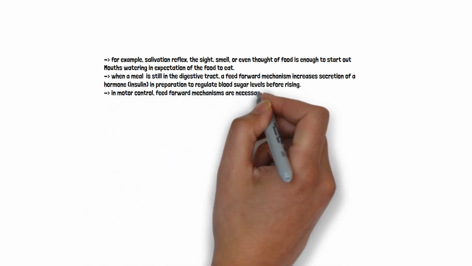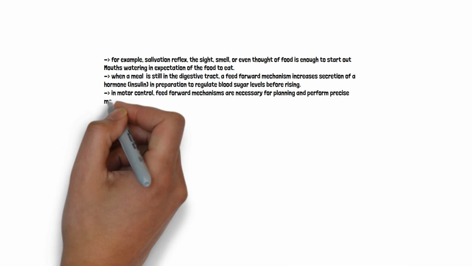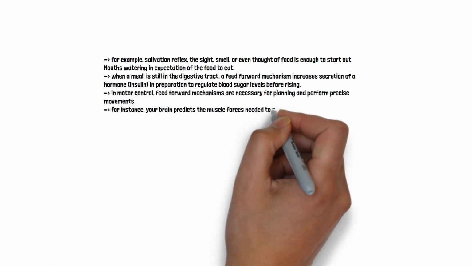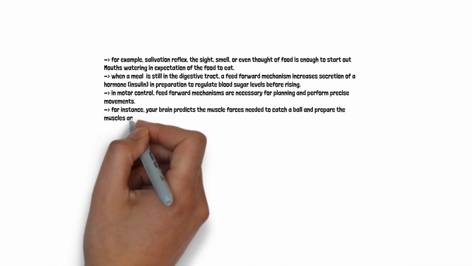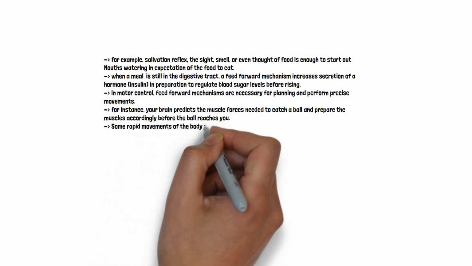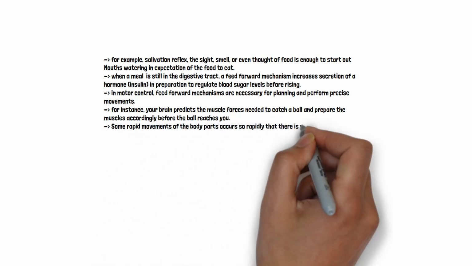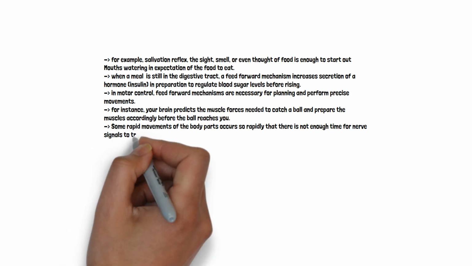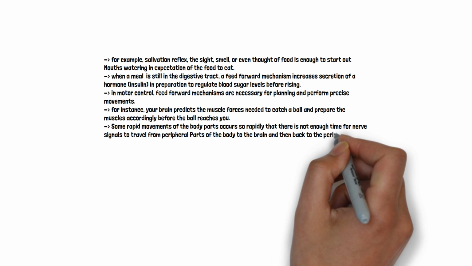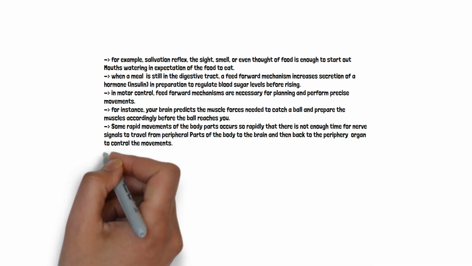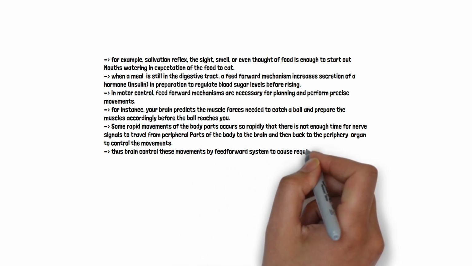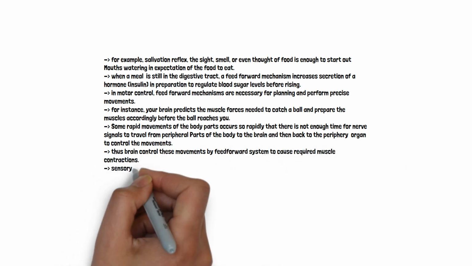In motor control, feed-forward mechanisms are necessary for planning and performing precise movements. For instance, your brain predicts the muscle forces needed to catch a ball and prepares the muscles accordingly before the ball reaches you. Some rapid movements of the body parts occur so rapidly that there is not enough time for nerve signals to travel from peripheral parts of the body to the brain and then back to the peripheral organ to control the movements. Thus, the brain controls these movements by a feed-forward system to cause the required muscle contractions.